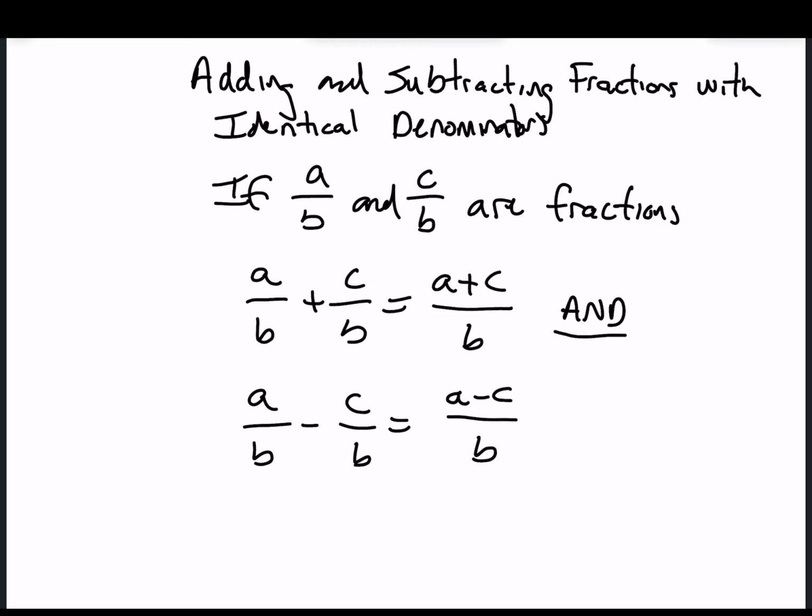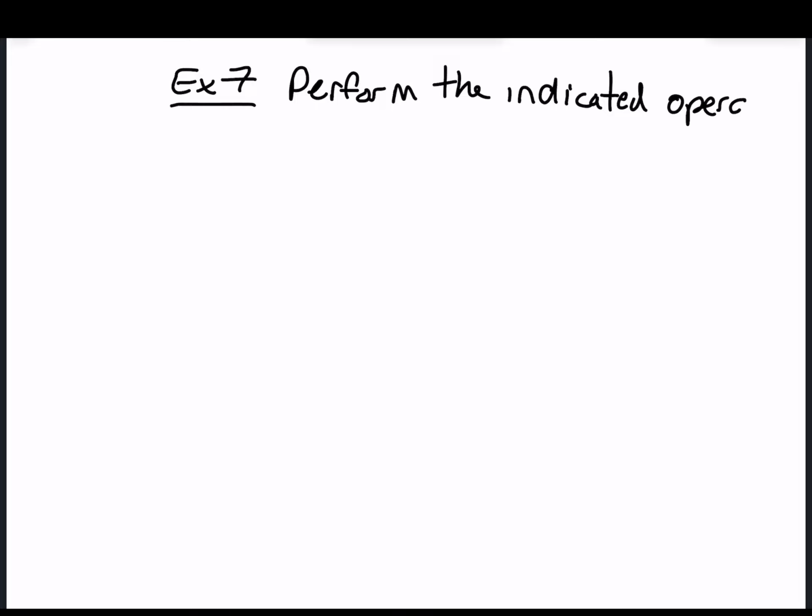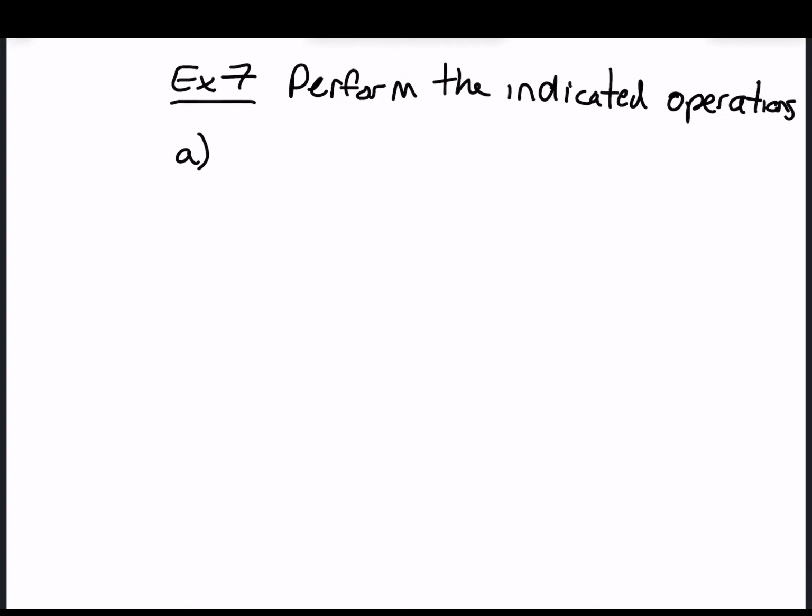Okay, let's try an example of adding and subtracting fractions with the same denominator. Perform the indicated operations. For example 7, part A, we have 2 over 11 plus 3 over 11. Well, since they have the same denominators, we can just add the numerators together. So that's 2 plus 3, which is 5 over 11.